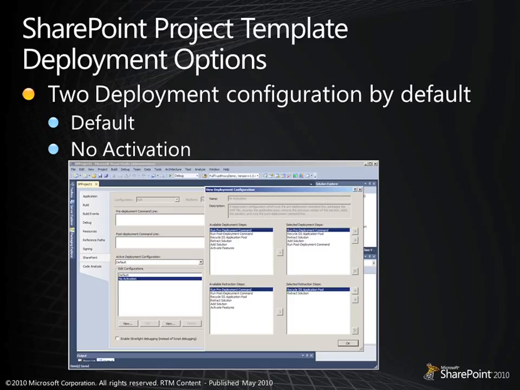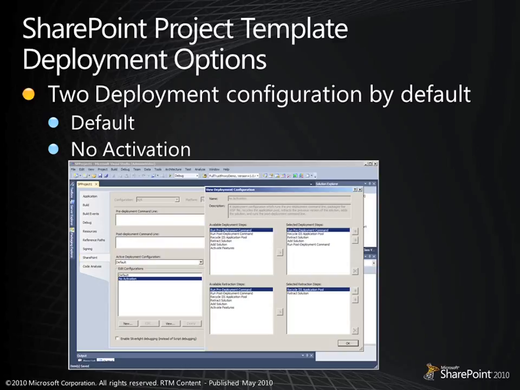The Visual Studio 2010 SharePoint development tools automate the solution deployment and retraction process. A deployment configuration contains one or more deployment steps, each of which contains a specific step involved with deploying or retracting a solution. Examples of deployment steps include add solution, reset IIS, and activate features. Out of the box, we include two deployment configurations, default and no activation.